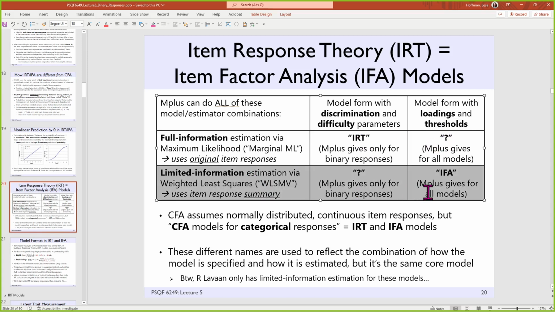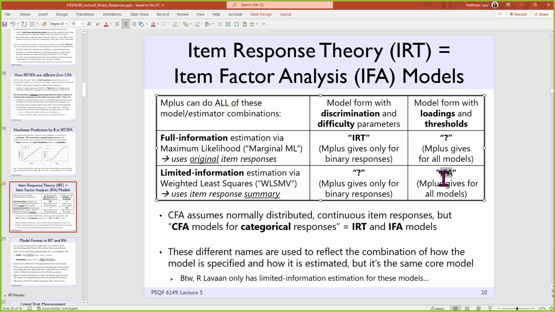Where we have not seen yet is this combination down here, the idea of limited information estimation as an alternative, and in particular, the use of weighted least squares. So when you're using this method of estimation and you're getting loadings and thresholds directly out of your program, that is where the term IFA comes from, item factor analysis, or also CFA models for categorical data. So if someone says it like that, this is probably what they mean.